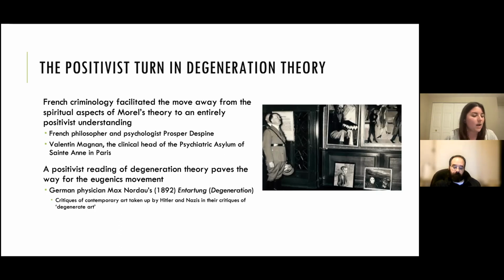And French criminologists following suit of Despines use the theory of degeneration to advocate for the implementation of eugenic measures like castration, sterilization, and execution for criminals as a way to prevent societal contamination. And then, as I alluded to earlier, we also see this positivist reading of degeneration theory really paving the way for the eugenics movement.